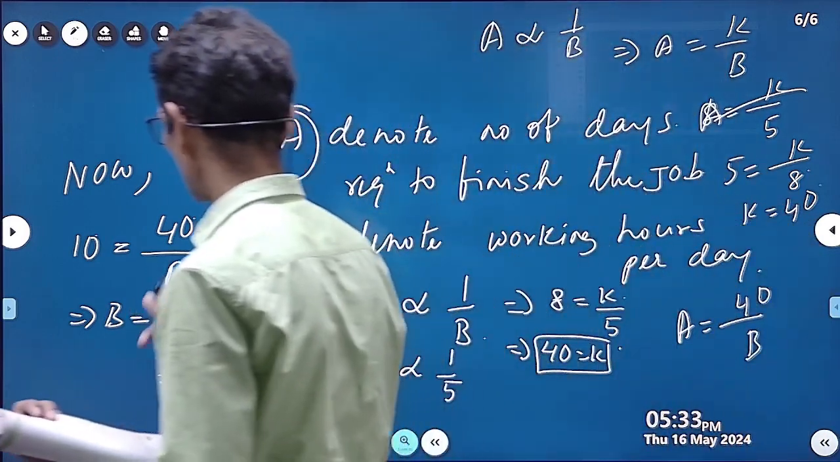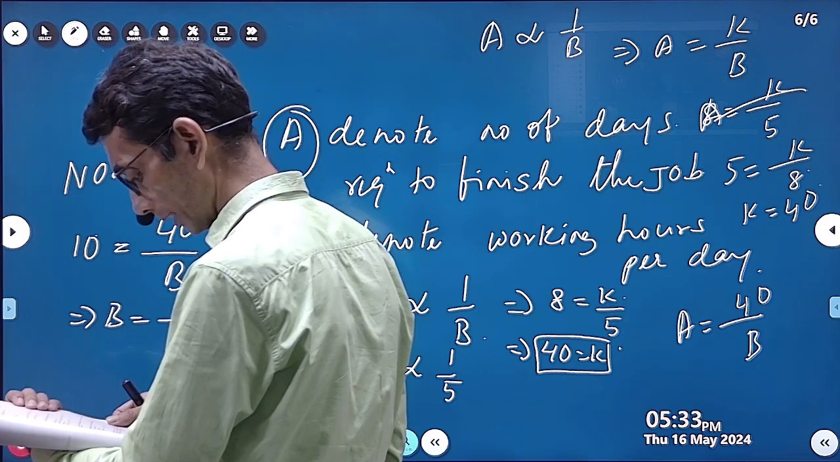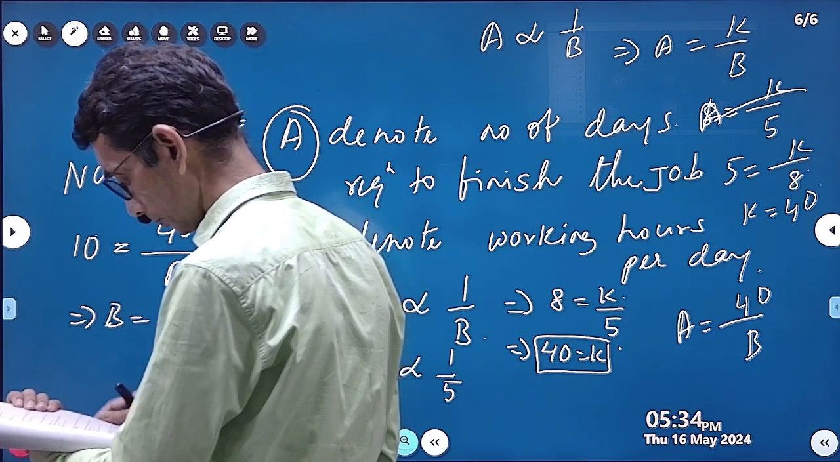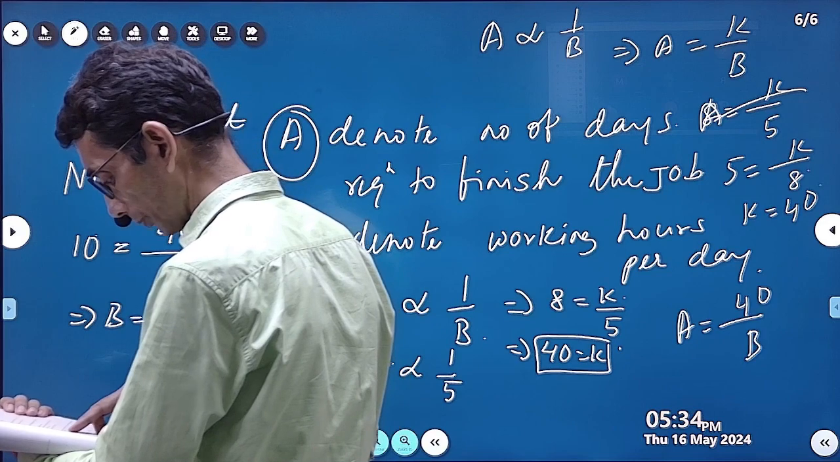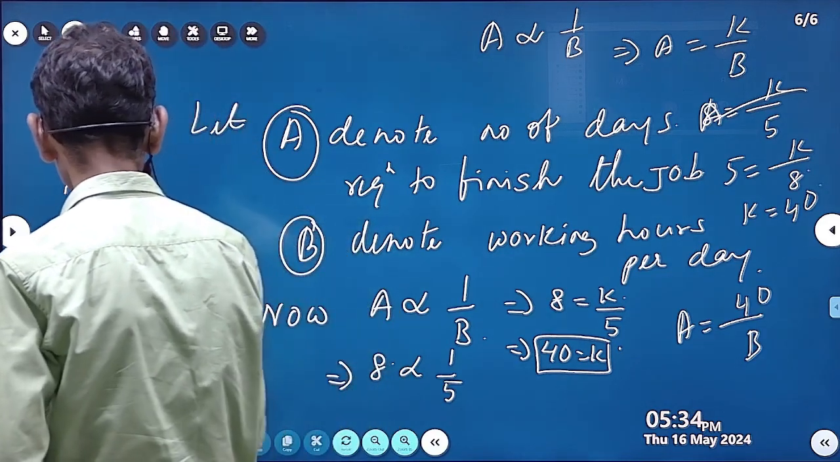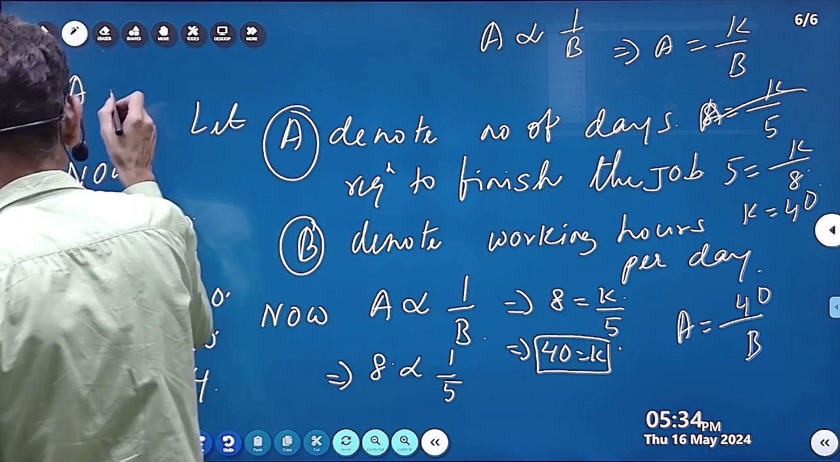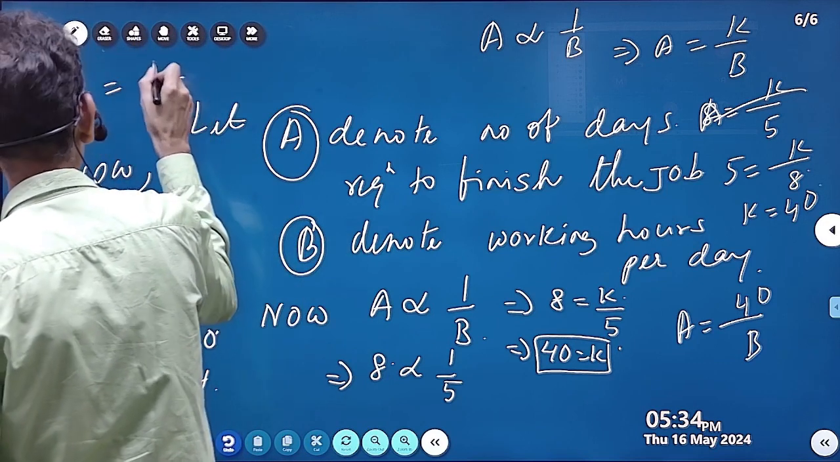Okay, this is reversed now. This says: in how many days can he finish the work? So do one thing, take this as the value to be found. Let a be the number of days, so a is equal to 40 by b.